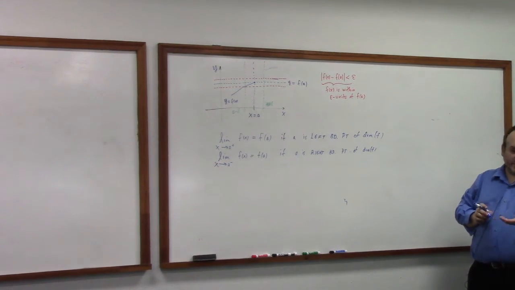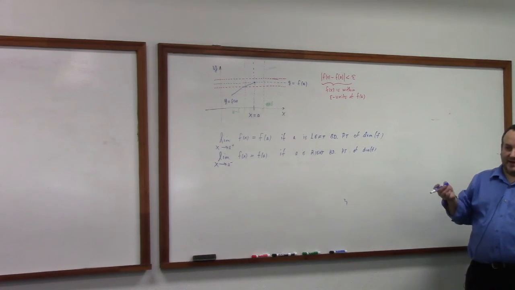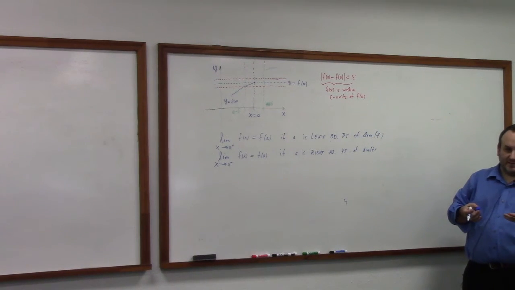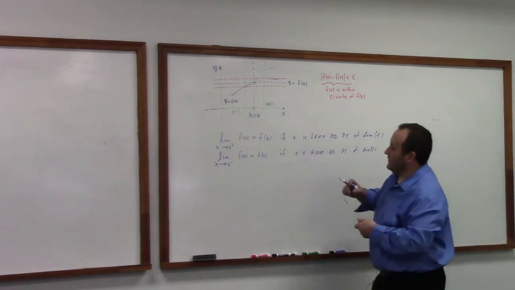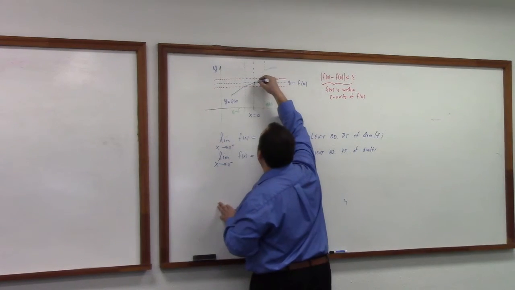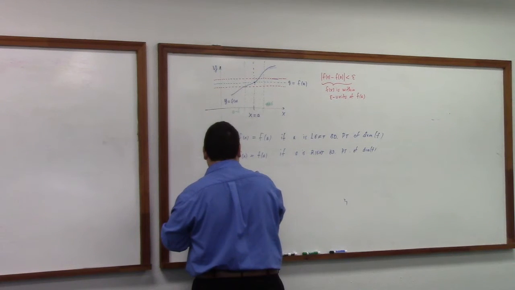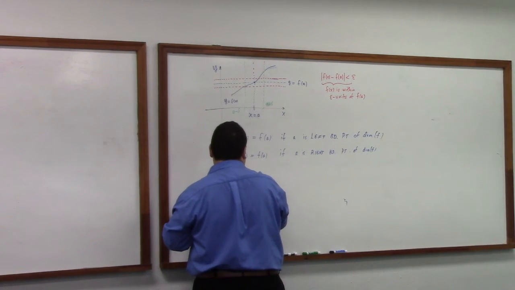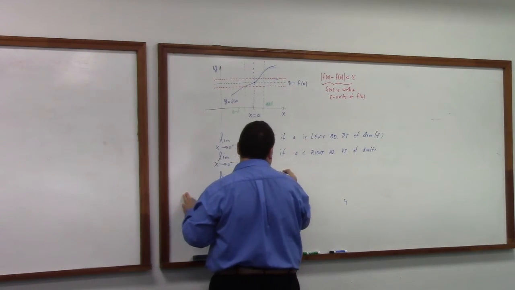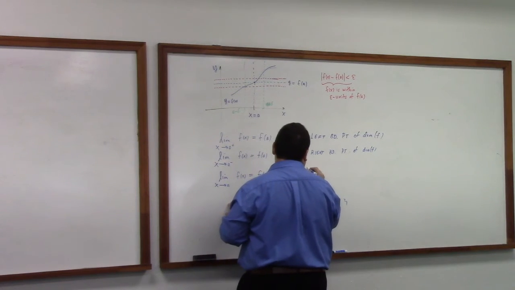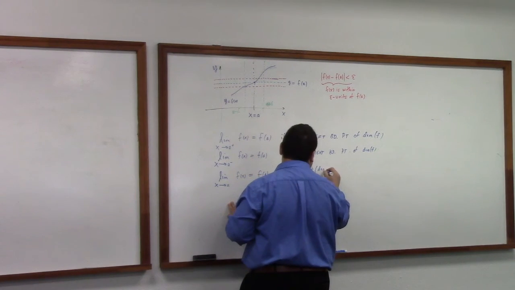And then the picture I had to start with was what? A was not a boundary point, right? A was in the interior of the domain of f. So if it's in the interior, then we go back to our original picture like this, and we could just write the double-sided limit, right? A is in the interior of the domain of f.